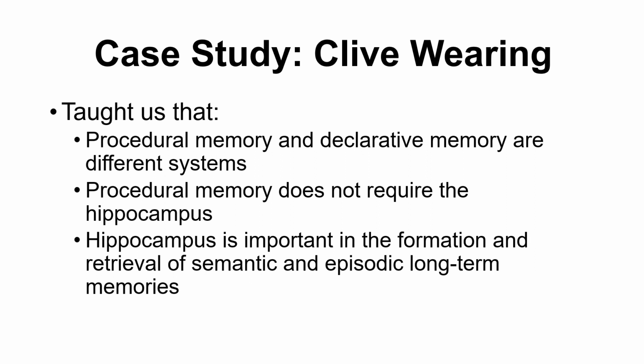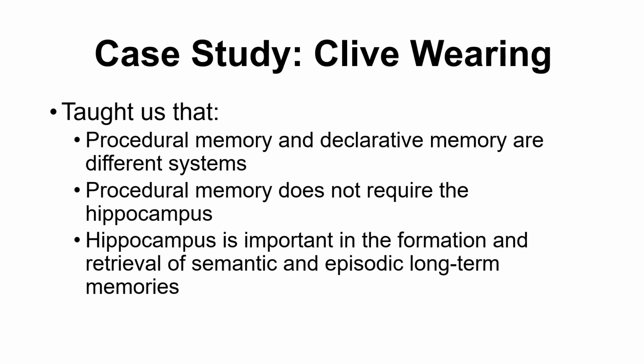So they're stored in very different ways, possibly in different places. Our procedural memory doesn't require the hippocampus, because individuals with damage to their hippocampus can still form and use procedural memory. But we do know that the hippocampus is important in the formation and retrieval of our semantic and episodic long-term memories, those declarative memories. So when that's damaged, they struggle to form and recall those kinds of memories. So it's a pretty nice summation of what we've learned from Clive Wearing.